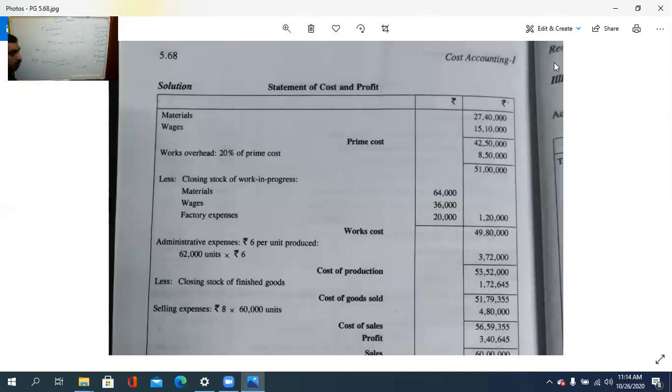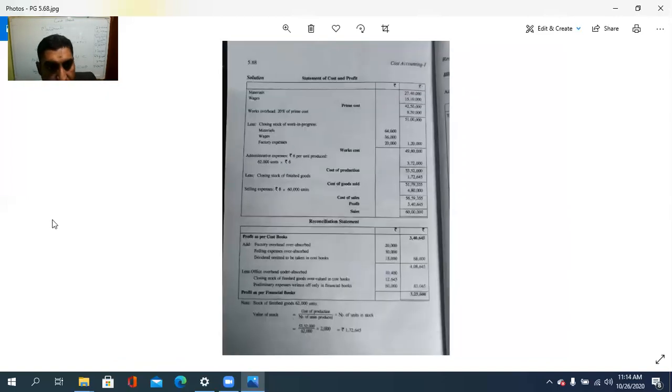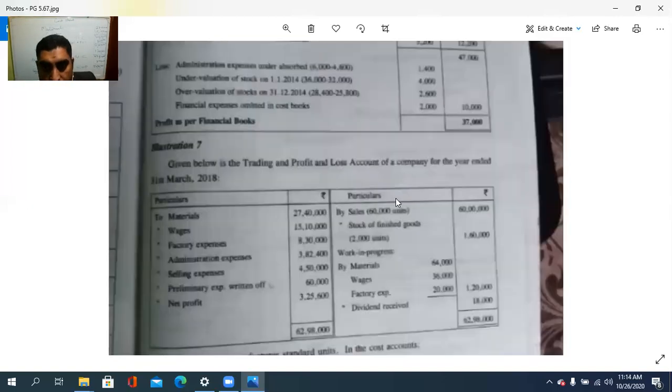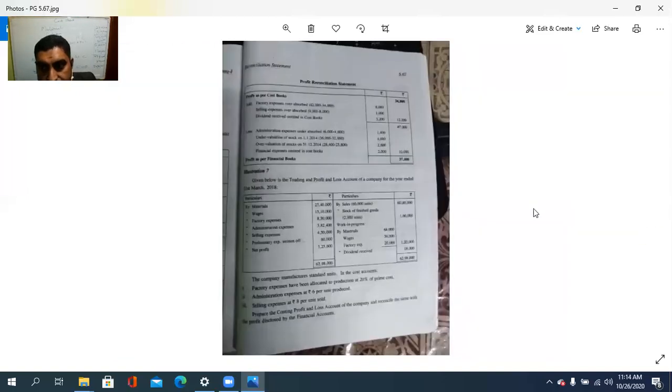So that is the cost of production. COP, how much? 49 lakh 80,000 plus 3 lakh 72,000. It is 53 lakh 52,000. Then out of this, less closing stock of which one? Finished goods, isn't it? That is given in the question as closing stock. How much is it? We will check it. It is 2,000 units, isn't it? See, 1,60,000.